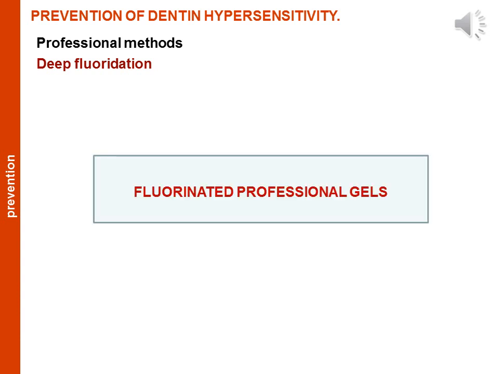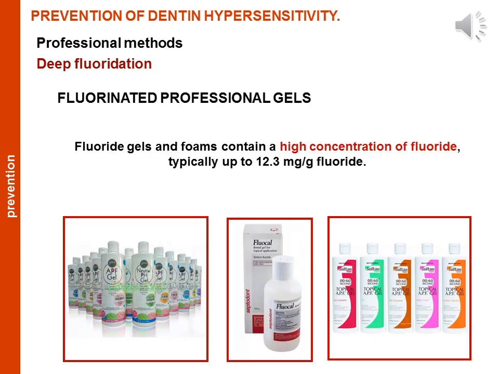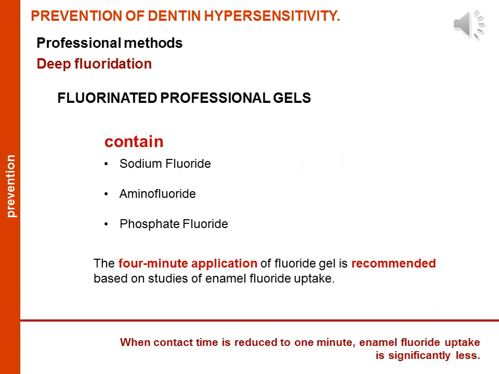Professional gels for deep fluoridation. Fluoride gels and foams contain a high concentration of fluoride, typically up to 20 mg per gram. Gel may contain sodium fluoride, aminofluoride, or phosphate fluoride. The 4-minute application of fluoride gel is recommended based on studies of enamel fluoride uptake. When contact time is reduced to 1 minute, enamel fluoride uptake is significantly less.